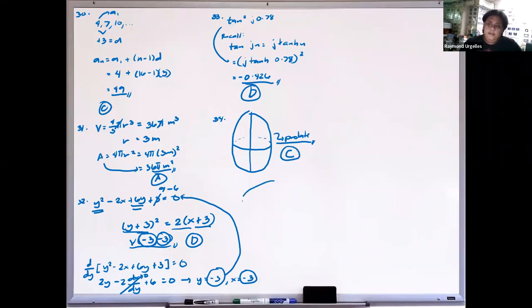Pag ganito naman, pag nirotate natin siya is about the smaller axis. Diba? So this is what we call the oblique. So ito naman yung oblique, the oblique spheroid.